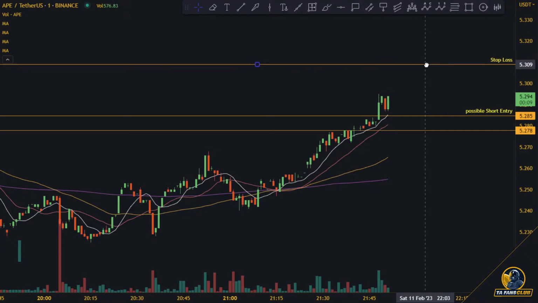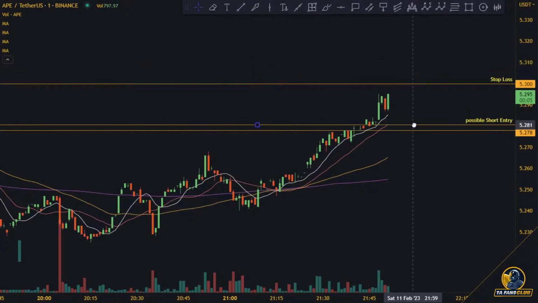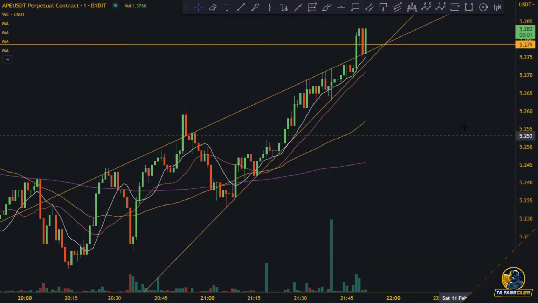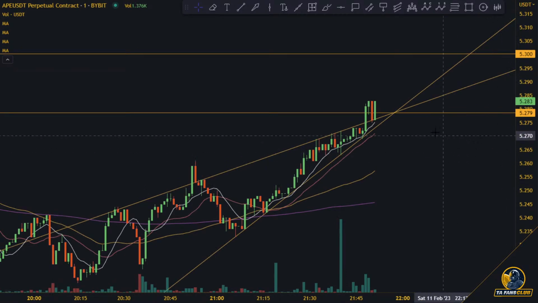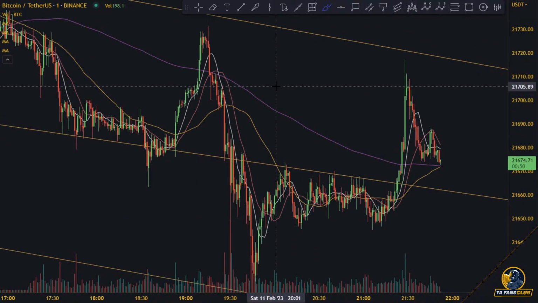Possible short entry, we enter the short a little bit below there. Our stop loss is down there. Our entry is down here somewhere. Yeah, it doesn't seem to be falling back. It went down here and it bounced up here. So we'll see, we'll see. Maybe it's waiting for Bitcoin to bounce or something like that.